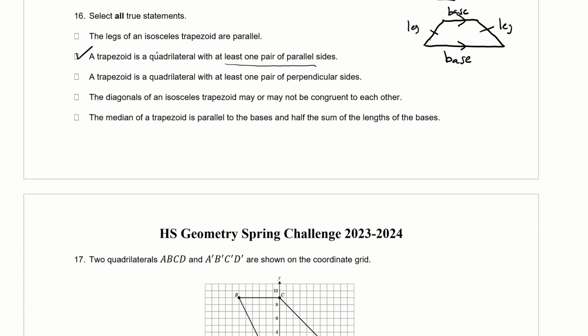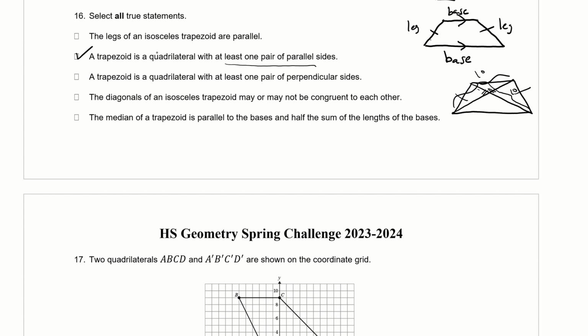The diagonals of an isosceles trapezoid may or may not be congruent to each other. If you have an isosceles trapezoid where the legs are the same length, the diagonals are always going to be congruent. So this diagonal is congruent to this diagonal. If this whole thing is, for example, 10 units, then this whole thing is 10 units, always. It says may or may not, so that's not true. It has to be congruent.